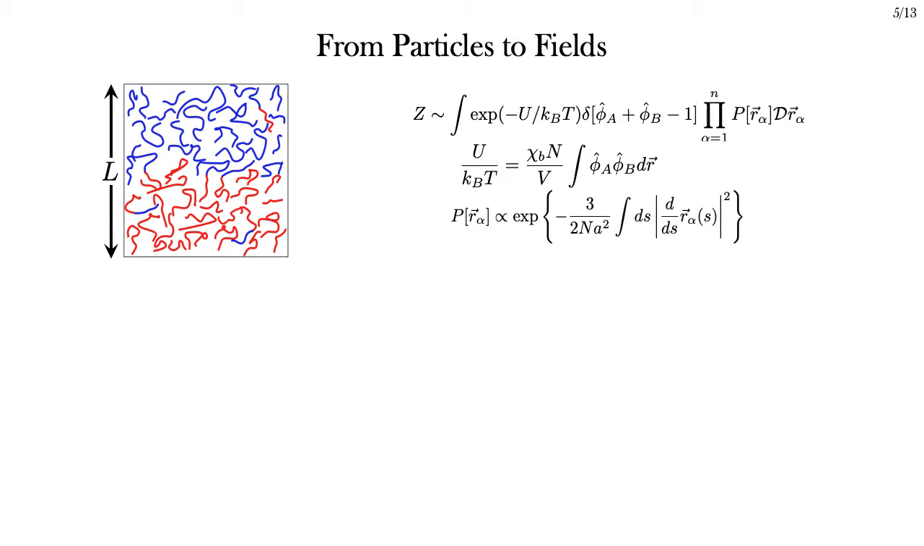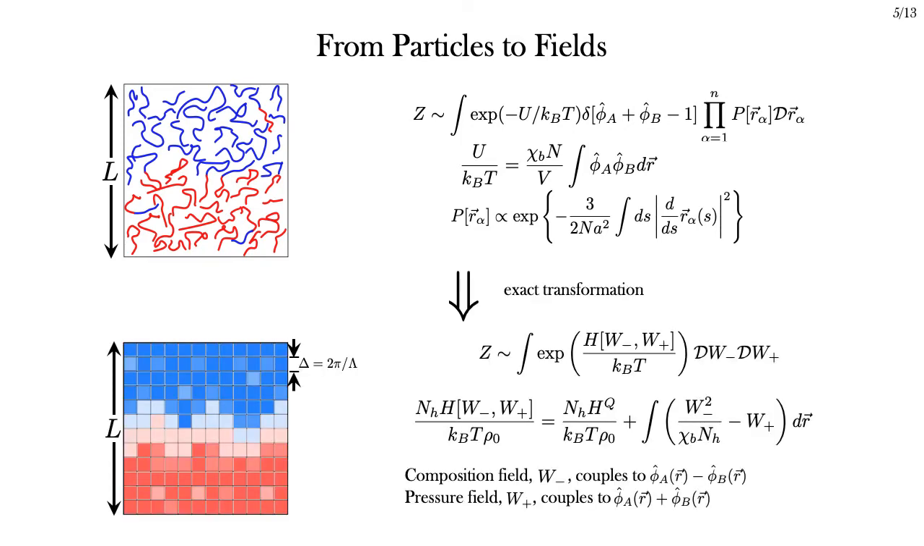To understand how field-theoretic simulations work, we can start by thinking of polymers as thin elastic threads. We can then write a partition function for the system as a functional integral over all possible polymer configurations, weighted by their stretching energy. We've included a delta function that sets the total A and B concentrations to 1 and a Boltzmann weight of the AB interactions. Once again, chi is the strength of these AB interactions.